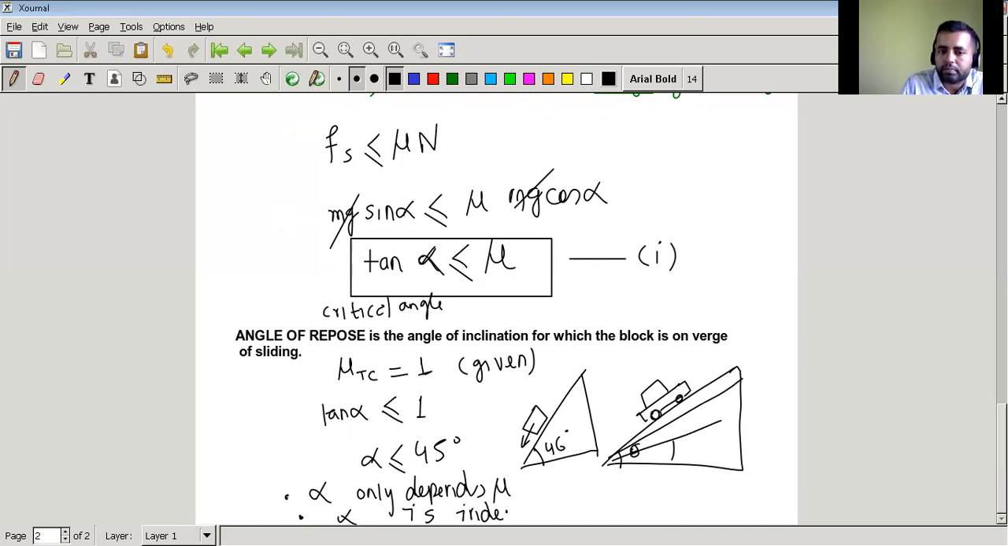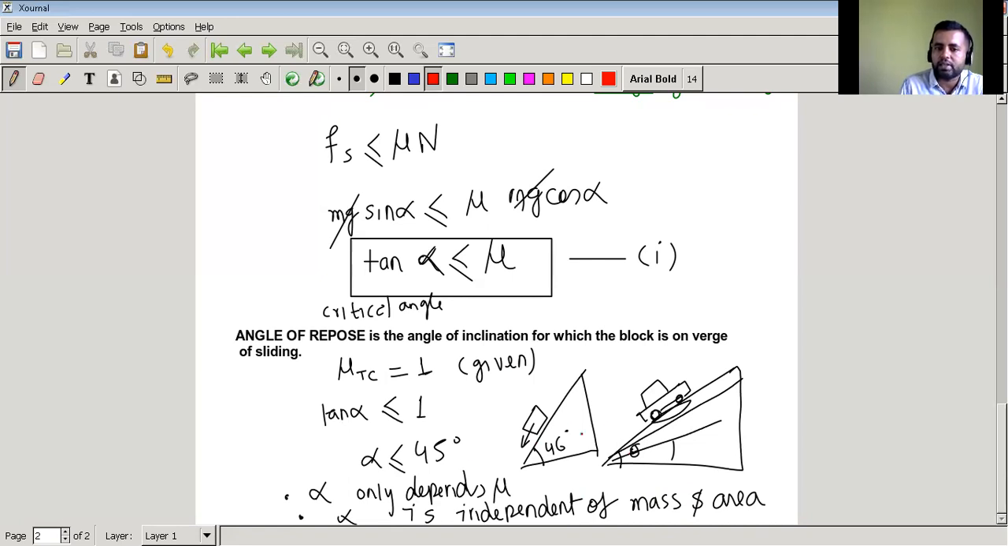Alpha is independent of mass and area of contact. Okay, so this area I'm talking about. Now, this is very important, that the alpha only depends on mu, and it is independent of mass and area.